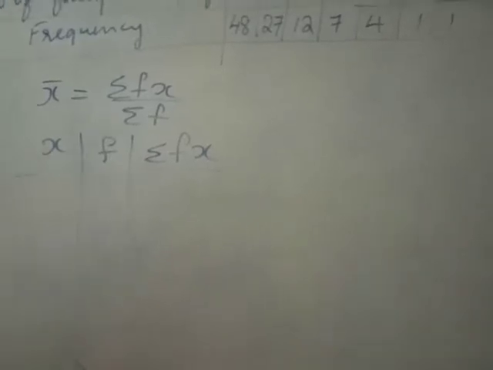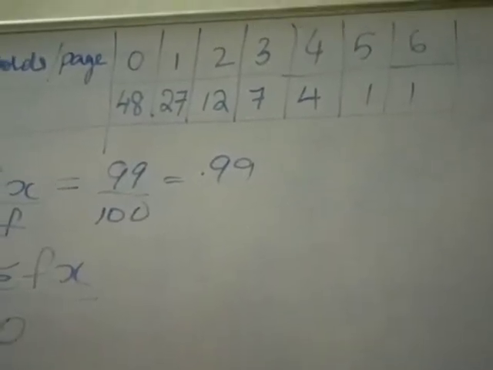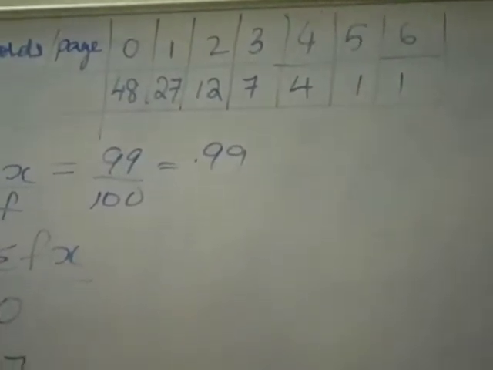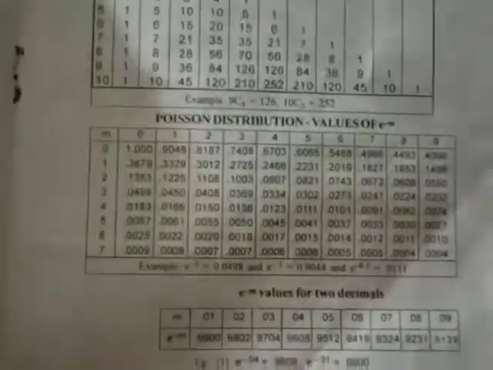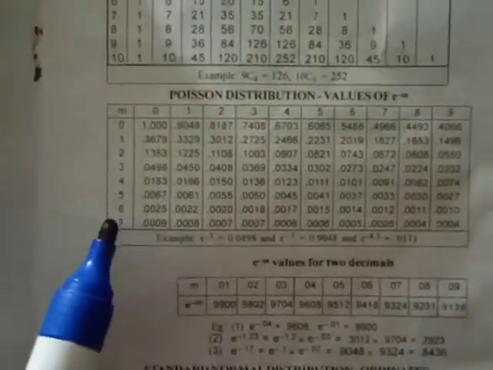I shall write the total here now. F total you got as 100. Fx total, after multiplying f into x and taking the sum, is 99. Substitute over here, it is 99 by 100. What is your mean value? It is 0.99. Now e raised to minus 0.99 is 0.3716. See students, it's difficult to get this from these two tables because in the first table all are natural numbers. There is no decimal over here.